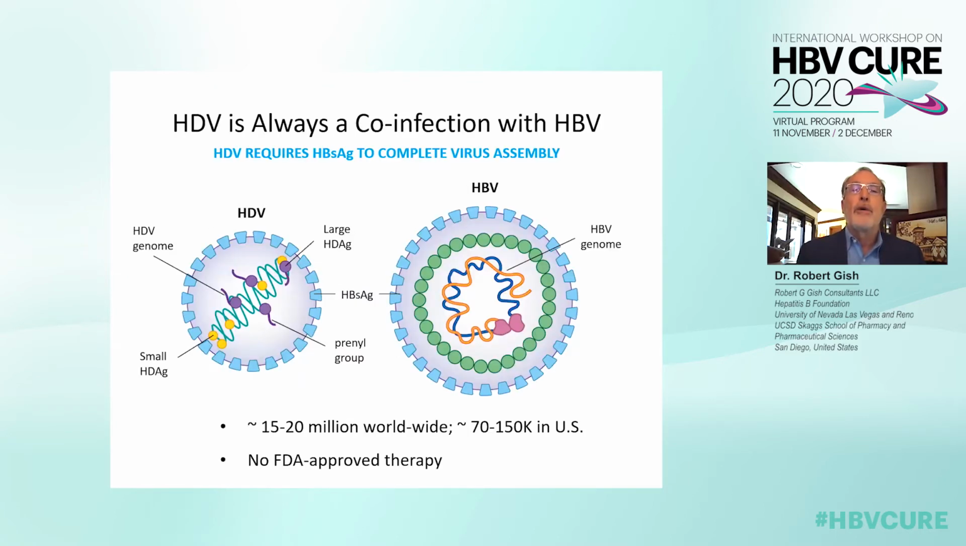Delta virus is always a co-infection with hepatitis B, although there's been some recent research that hepatitis delta can also coexist, co-replicate with RNA viruses. In this setting, delta requires surface antigen to complete virus assembly. This is an RNA virus that makes a small and large delta antigen and has a prenylation group. There are over 15 million individuals worldwide and between 70,000 and 150,000 in the United States. There's no FDA-approved therapy.